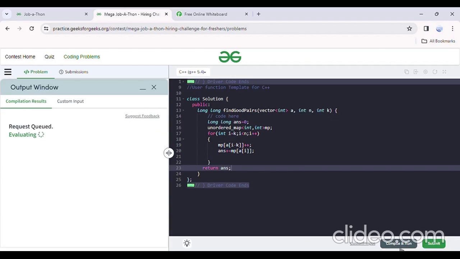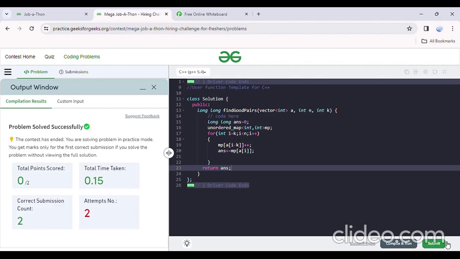yeah, it gives the correct answer. It submitted successfully, so it passes all test cases.